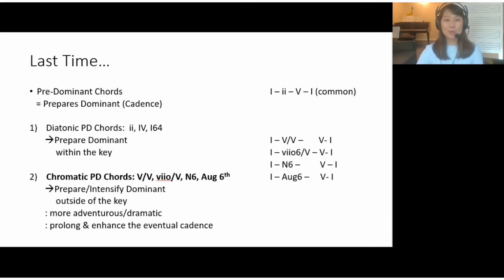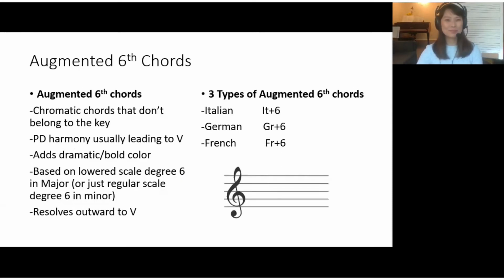And the chromatic predominant chords like the secondary dominants, 5 of 5 or 7 of 5, we did that at the beginning of the semester, and the Neapolitan 6 last week, and the augmented 6 today. These predominant chords prepare the dominant. Not only do they prepare the dominant, they intensify the dominant outside of the key. So it's a bit more adventurous way to have a phrase, and it'll often prolong and enhance the eventual cadence. So with that, today we move on to the augmented six chords.